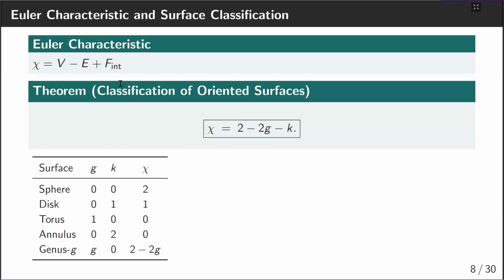It's all integers. And the classification theorem of oriented surfaces uses this chi, and this 2 minus 2g minus k. A sphere is 2, and the disk is 1. Torus, we saw, is 0. Annulus is 0. And genus g is 2 minus 2g. So you see that we classify the oriented surfaces like this. This 2 is the Euler's number on a sphere, you can see.